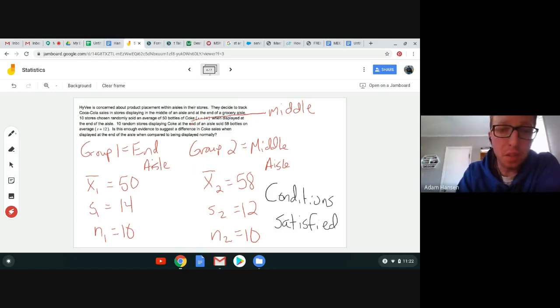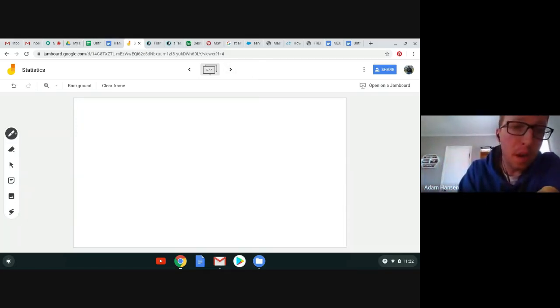For our hypotheses, this is slightly different because we're just testing to see if there's a difference in Coke sales when being displayed at the end of the aisle when compared to being displayed normally. So I don't know if one's greater than the other. I'm just testing to see if there's a difference.